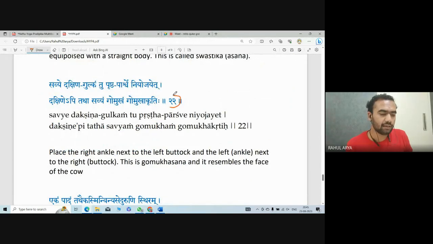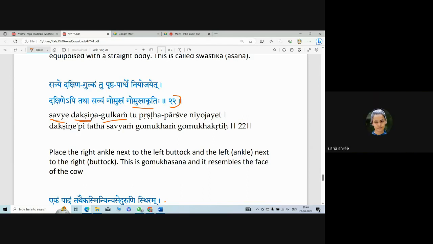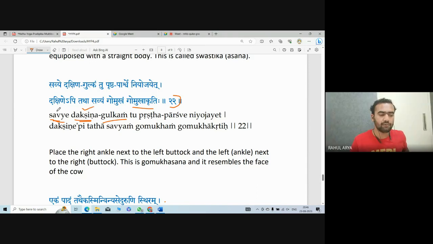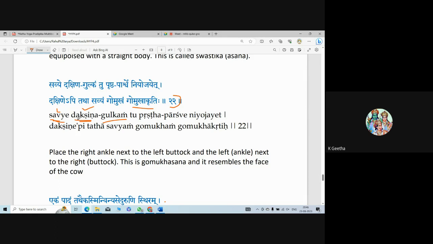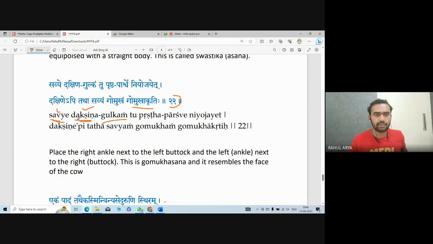It's a little doubtful. It is Gomukhasana. The next one is doubtful too; I will let you know what the doubt is. First, we will study Gomukhasana. Sarve dakshin gulfam tu. Now first confirm for me: what is the meaning of sarve? What is the meaning of dakshin? Right. Dakshin means right, and sarve means left. Now here we are studying Savye Dakshin Gulfam.